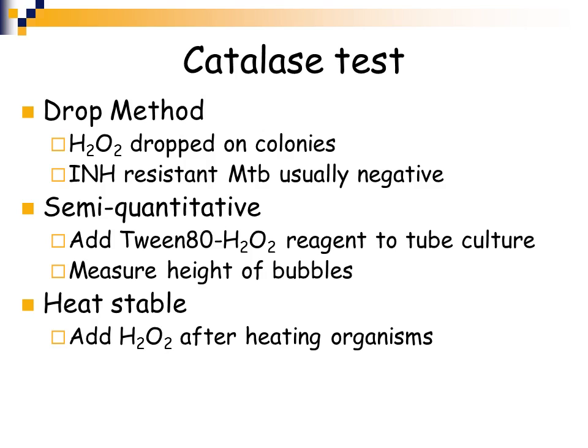You can do a semi-quantitative catalase test where you add Tween 80 to your hydrogen peroxide. You add it right to your Lowenstein-Jensen tube culture, and then you measure the height of the bubbles. There's also a heat stable catalase test where you add your hydrogen peroxide after you heat the organisms.